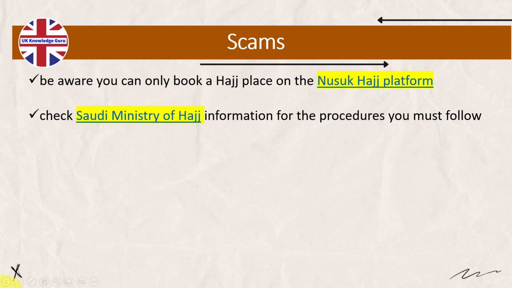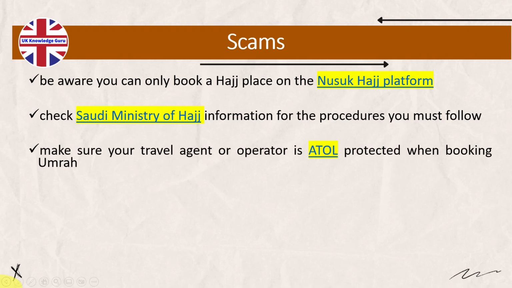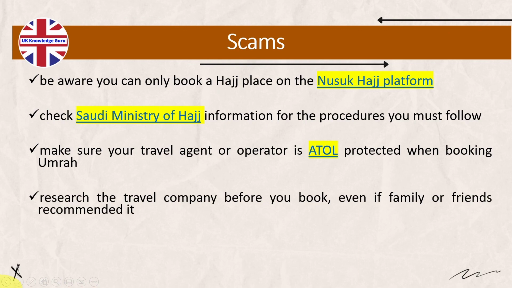You can only book the Hajj place on the Nusuk Hajj platform. That's the only website where you can book the Hajj, even from the UK, any country you're coming from, even from the US. You just need to use that platform. Check the Saudi Ministry of Hajj information for procedures. Make sure your travel agent operator is ATOL protected. ATOL is basically, for example, if your airline ticket gets cancelled, your flights get cancelled, or the coronavirus, we had an example. So if it's protected, you will get the refund because it's a mega money you are paying.